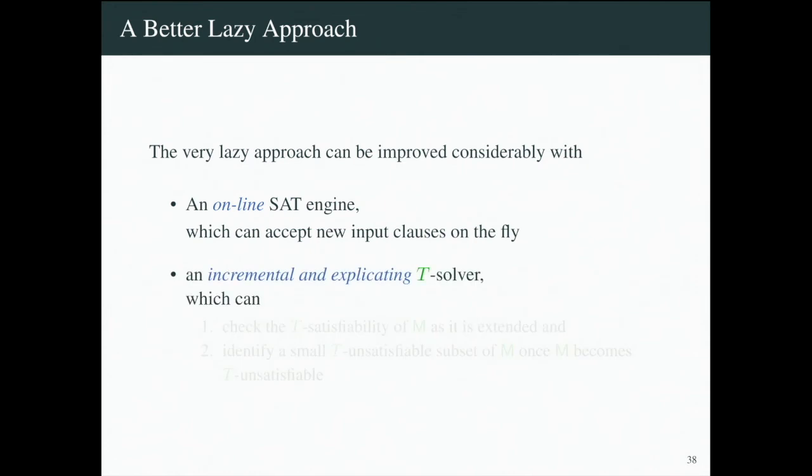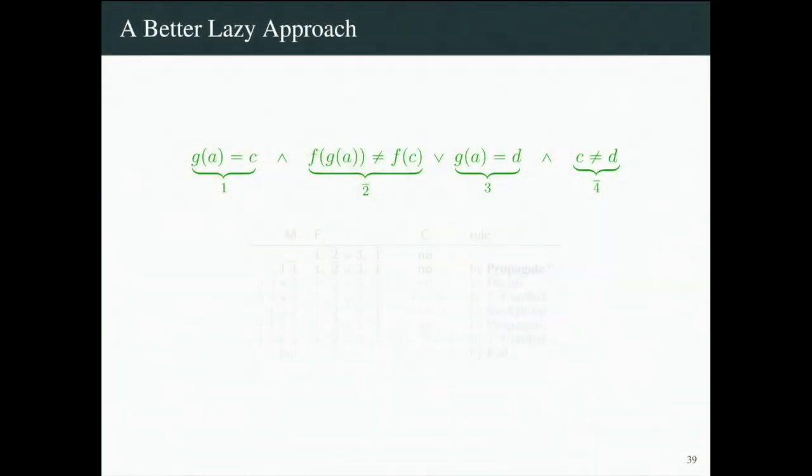We're also going to have an incremental and explicating theory solver, which means we can accept these assignments one at a time as they come in, and as soon as we detect a conflict, we can stop. And not only that, we're going to give back a small subset of the set of constraints that we've seen, right? So it could be the SAT solver gives us 100 constraints, but we know that 3 of those are unsatisfiable in the theory. So we're going to give back just those 3, and that makes a huge difference. All right, so let's look at the example using all of this.